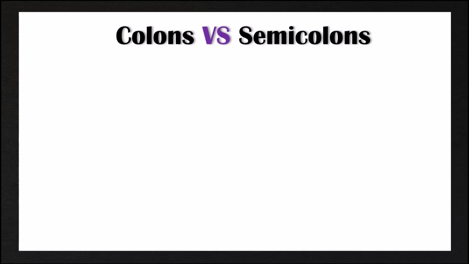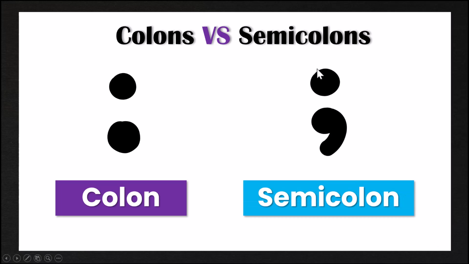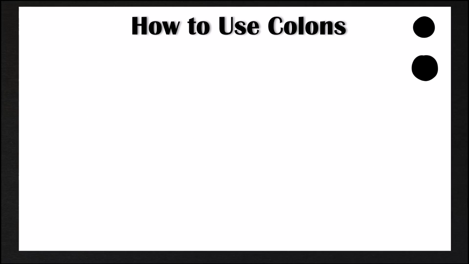First of all, what is a colon? This is a colon right here. It looks like two periods or two full stops on top of each other. And a semicolon has what looks like a period or full stop over top of a comma. So how do we use these in English? And can we use them interchangeably? Well, the answer is no, we cannot use them interchangeably.